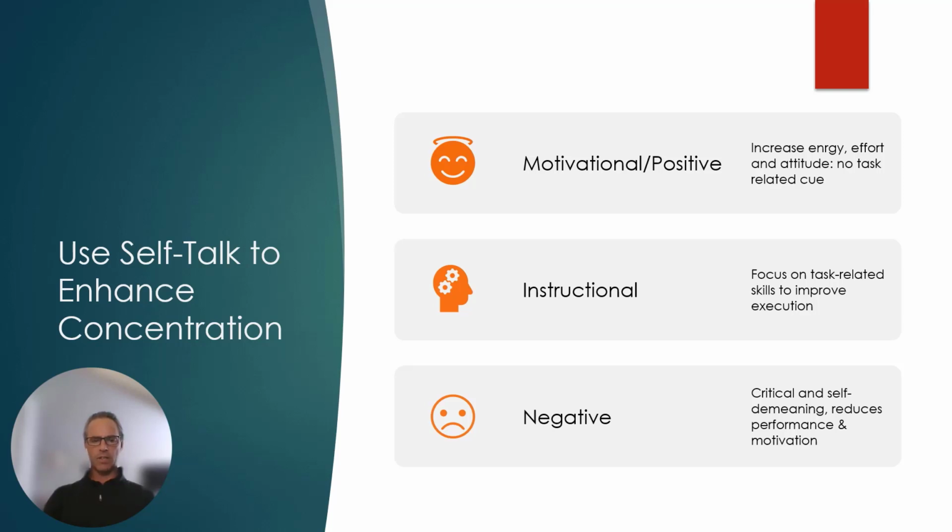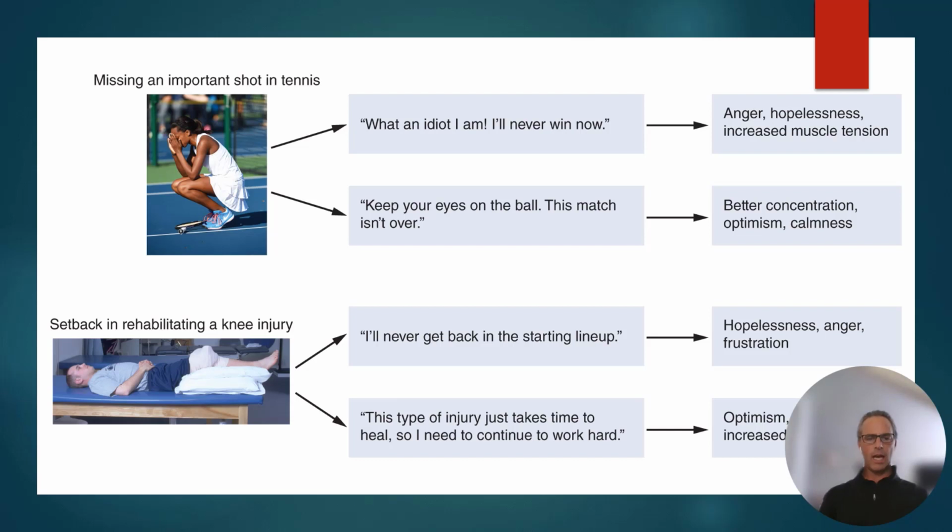And take away those negative self-talk statements, because again, when we're looking at what happens when we are negative to ourselves, well, it increases anger and hopelessness. It increases muscle tension, which will decrease performance, right? When we have the correct way of talking to ourselves, because again, we don't have to be positive all the time, but we need to be optimistic, because when we think of things like you see here in this example, keep your eyes on the ball. This match isn't over. That is an instructional and motivational statement in one. Keeping your eyes on the ball is instructional. This match isn't over is motivational. And that will increase your concentration, your optimism, and calm you down.